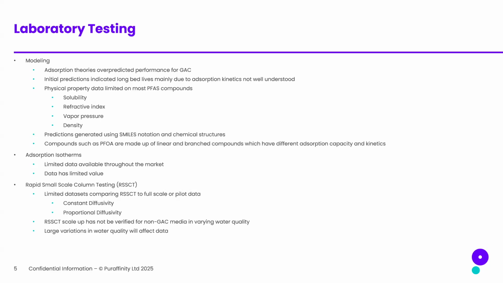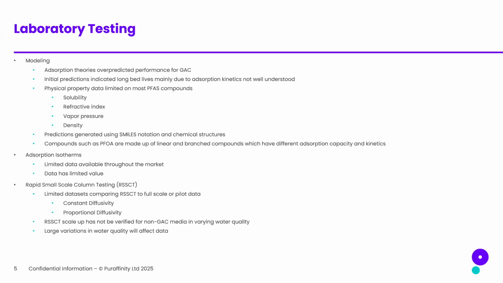And also the way the absorption isotherm test is run itself, the amount of material added per volume of water is very, very low. So it's very, very tough to control, so the data gets a little bit scattered. There's very limited data throughout the market for these compounds with various materials. And the data has limited value, as we'll see here in a little bit.